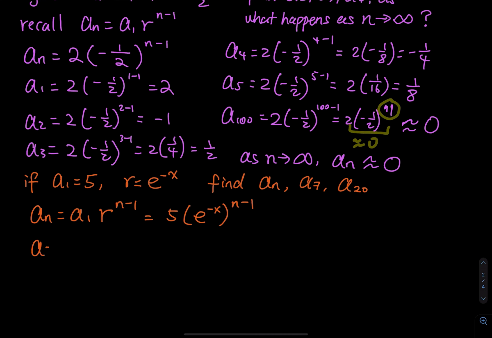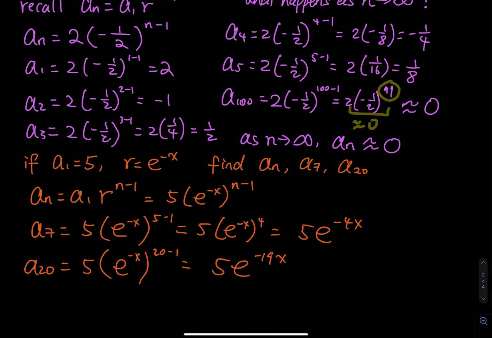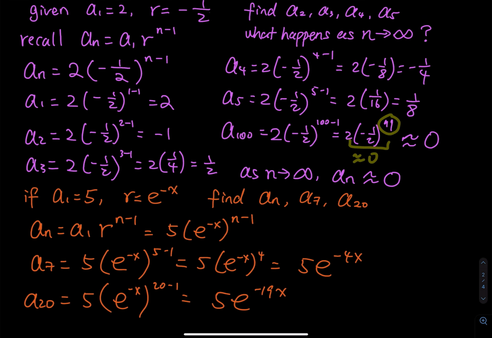I got the a_n, the 5th term. This is 5 e to the negative x to the 5 minus 1, so you have 5 times e to the negative x to the 4th power, which is 5 e to the negative 4x. And then the 20th term: 5 e to the negative x to the 20 minus 1, so you have 5 e to the negative 19x. And then I think that's it. I would just not go any further. Yeah, it is what it is.